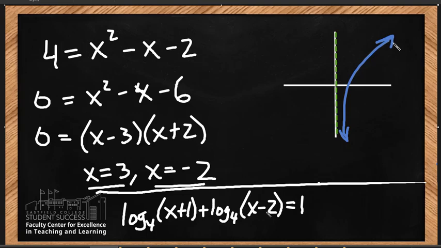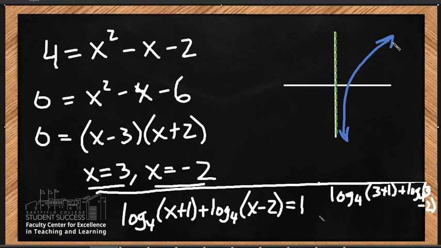So I hope it's pretty obvious that when you plug in x equals 3, you're going to be okay. When you plug in x equals 3, you get the log base 4 of 3 plus 1. That's a positive number, so we're okay. And then plus the log base 4 of 3 minus 2. And that's a positive number, so we're okay there too. Now, where the difficulty might be is when we have a negative value of x.